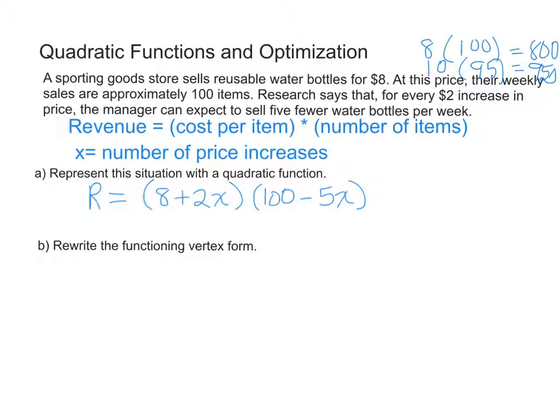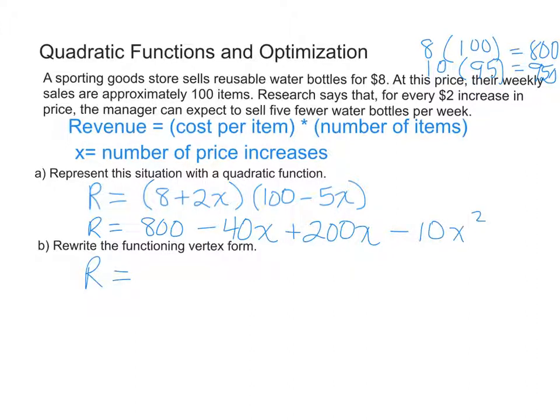Who thinks they know what to do first? Expand? Did somebody say that? I think that's what we should do. Let's expand it. So we'll do 8 times 100, that's 800. And then 8 times negative 5x, which would be negative 40x. 2x times 100, so plus 200x. And then 2x times negative 5x, negative 10x squared. So actually what I'm doing right now is just putting it into standard form.